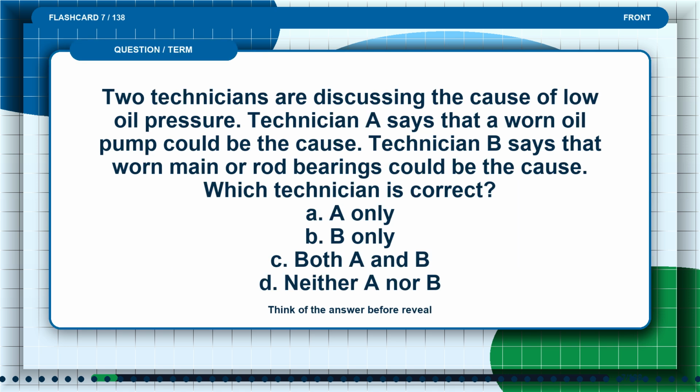Flashcard 7. Two technicians are discussing the cause of low oil pressure. Technician A says that a worn oil pump could be the cause. Technician B says that worn main or rod bearings could be the cause. Which technician is correct? A only. B only. C. Both A and B. D. Neither A nor B. Pause and think of the answer before the reveal.